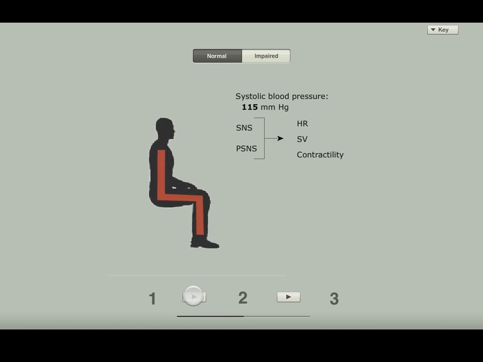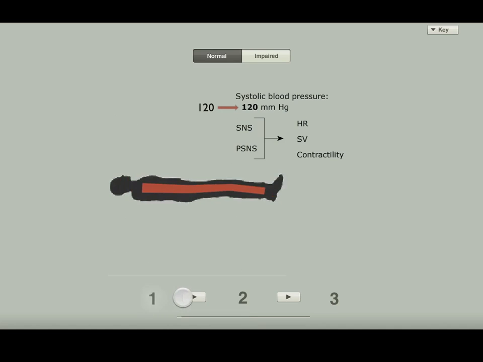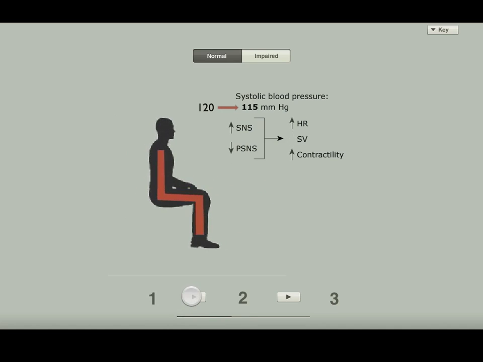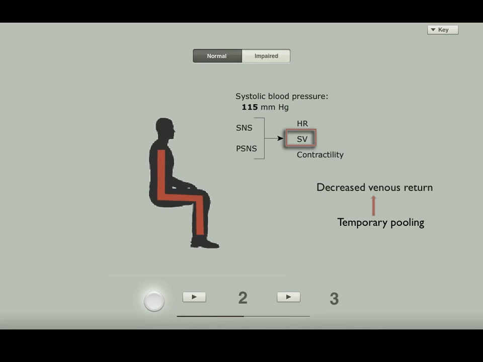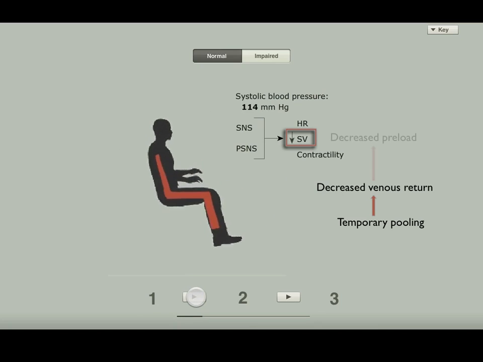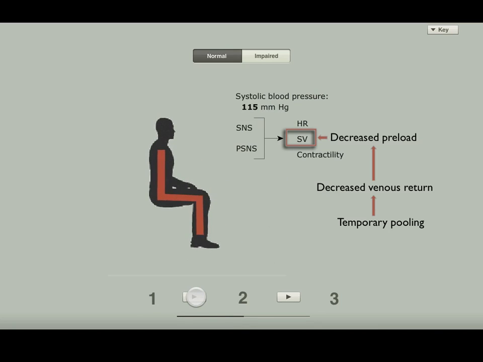As the person goes from lying to sitting, you can see that the systolic blood pressure drops slightly and is then restored, although not quite back to the same level as when the person was lying down. As you play this same sequence again, now focus on the change in cardiac stroke volume and the subsequent events. As blood begins to pool in the most dependent, that is the high capacitance veins, venous return to the heart decreases and SV therefore decreases because of the lowered preload. Review the Frank-Starling relationship diagram if this relationship between preload and SV is not clear.